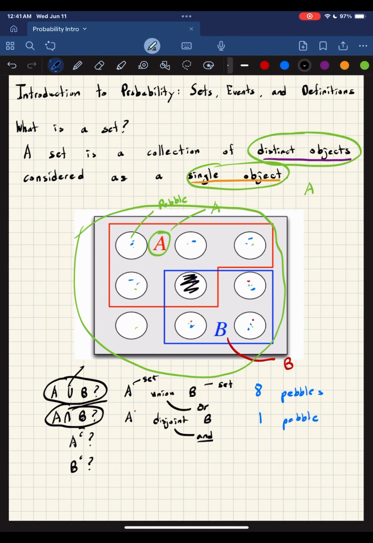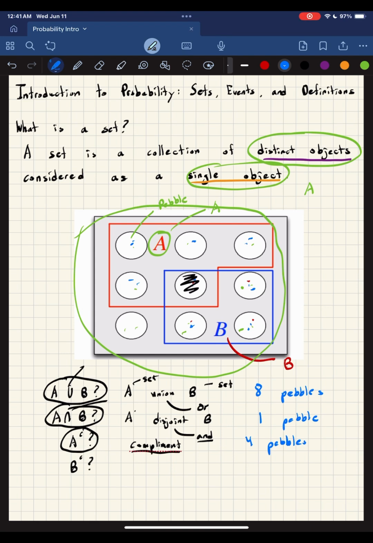Now let's move on to this letter C, right? You can see the set A is raised to the power C. In this context, the letter C means complement. Now complement means the opposite. How many pebbles are in this total set, this big set represented by this green circle or this box, that isn't in A? And we can see 1, 2, 3, 4. There are 4 pebbles that are not in the set A.